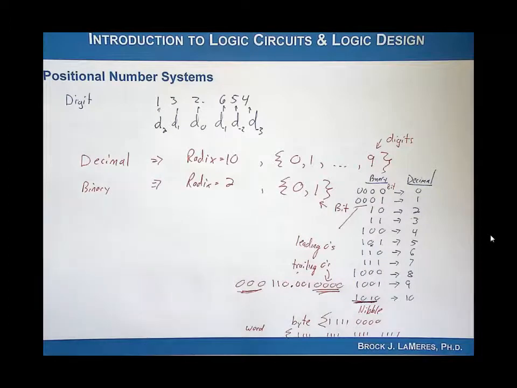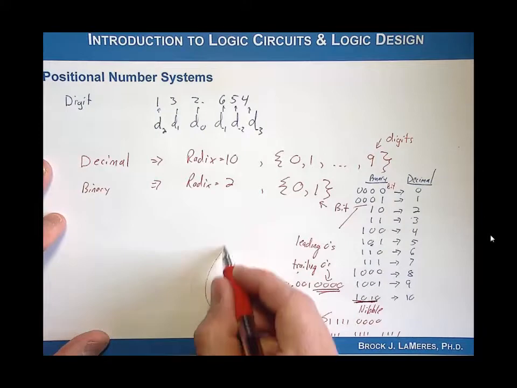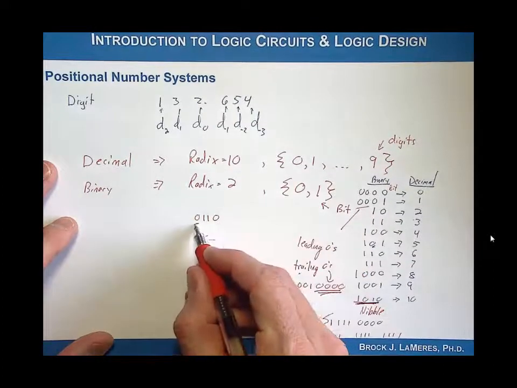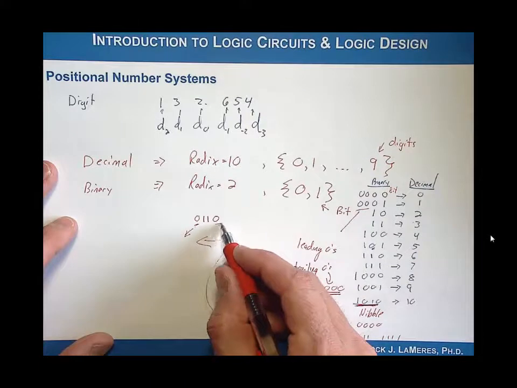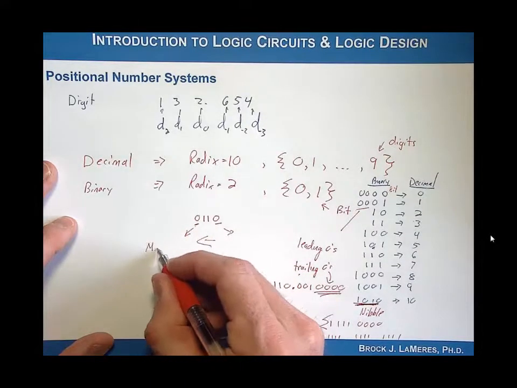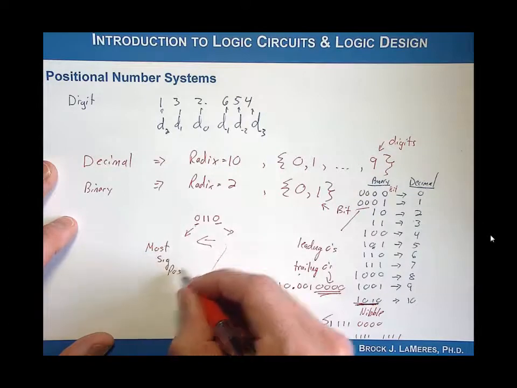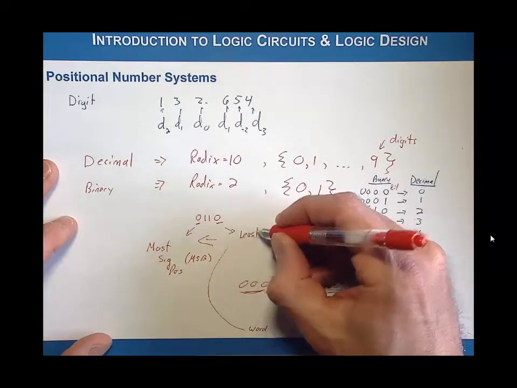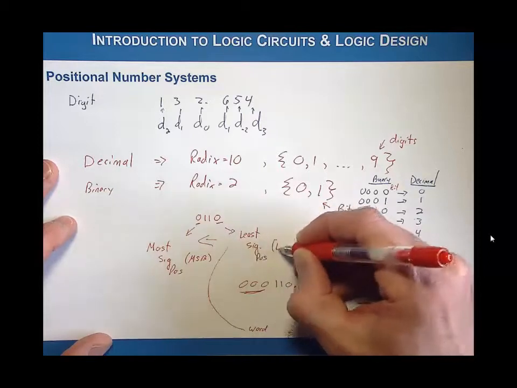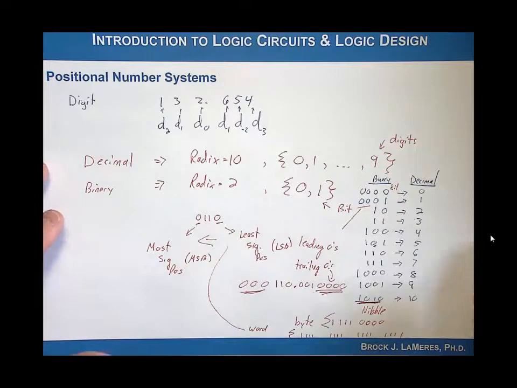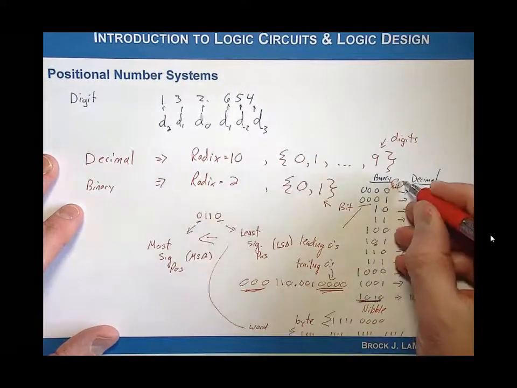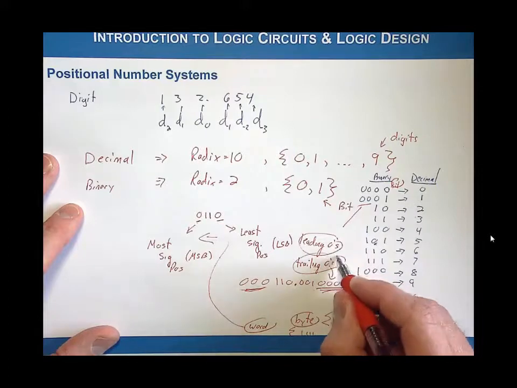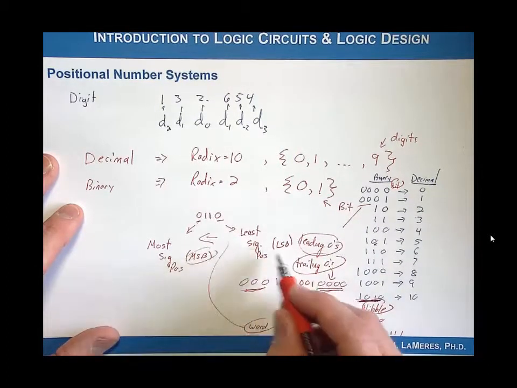Another terminology when we talk about binary numbers is that sometimes we want to call out the bit in the most significant position and the bit in the least significant position. The most significant position is also called the MSB, and the bit in the least significant position is called the LSB. So there's a whole bunch of terminology when we talk about binary number systems. We have the concept of a bit, a nibble, a byte, and a word, then leading zeros and trailing zeros, and then the most significant position and the least significant position.